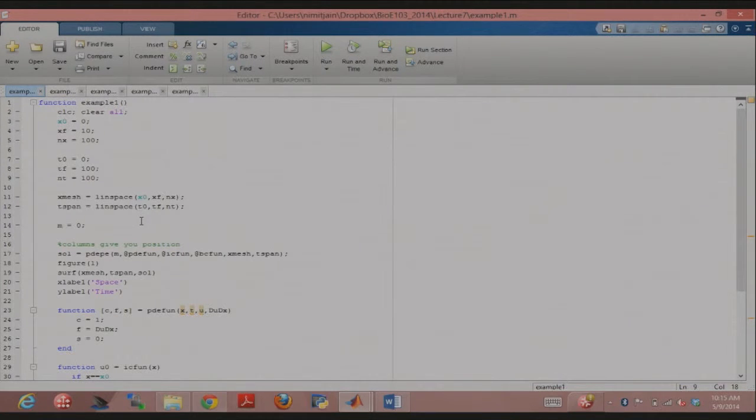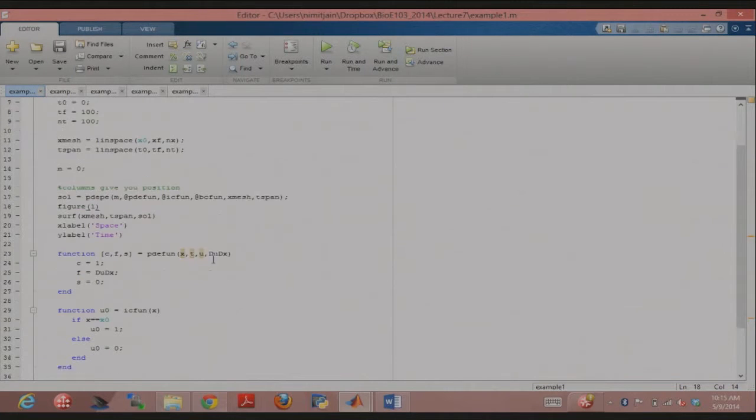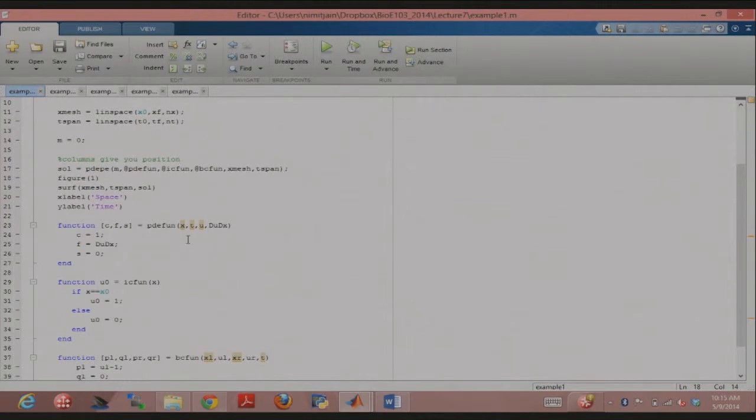Is everybody familiar with linspace? The syntax of linspace is you specify a starting coordinate, an ending coordinate, and the number of points you want. Again, this is the syntax for pdepe that I call. And so let's look at pdefun.